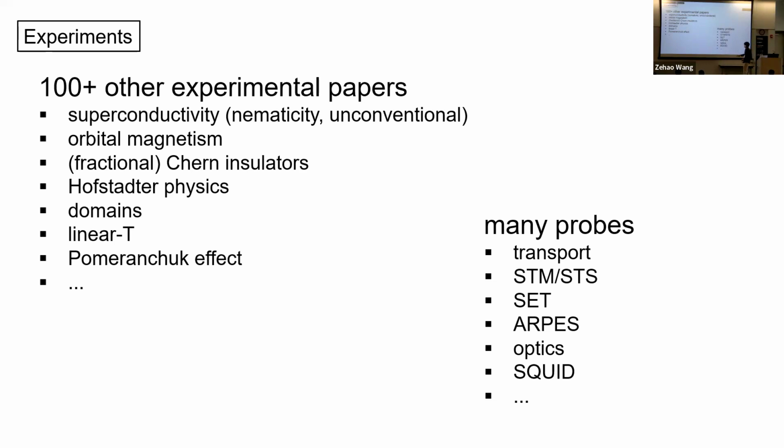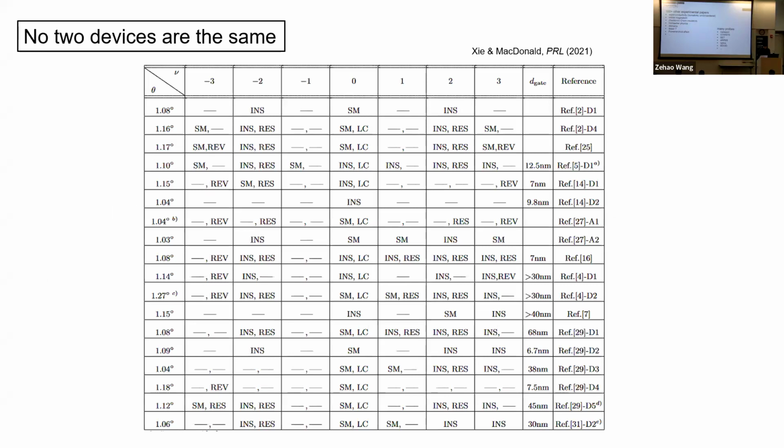And of course, there have been many different probes used on these materials, right? So transport, that's the obvious one, but other things like ARPES, optics, a bunch of different things have been done on this material. But one common thread seems to be that there is a substantial variation between different samples, right? So basically, no two devices are exactly the same, right?